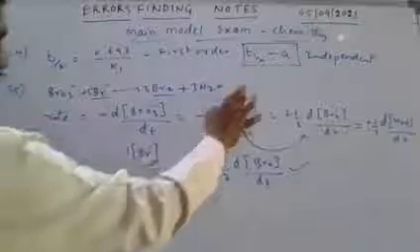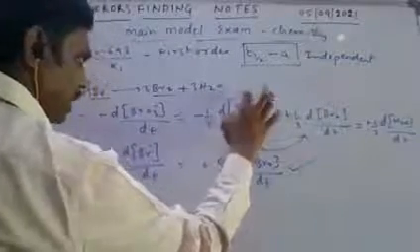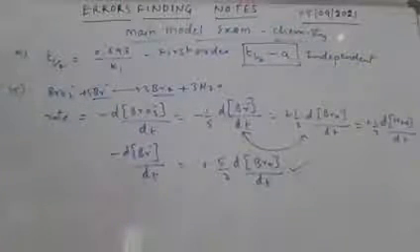Now first write down the rate expression and identify what the question asks you to relate: the rate of disappearance of Br minus and the rate of appearance of Br2. That's it.